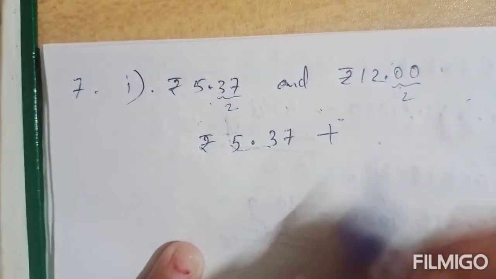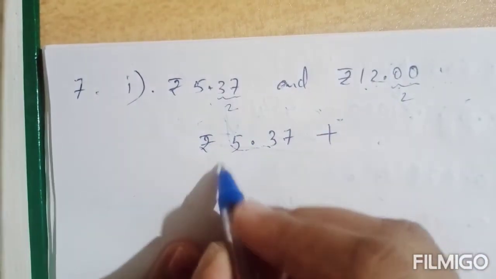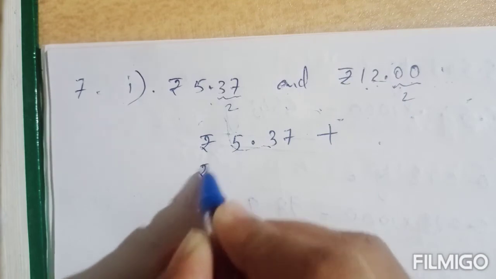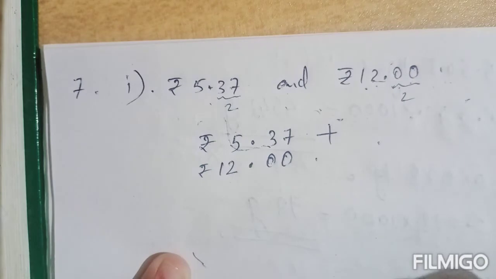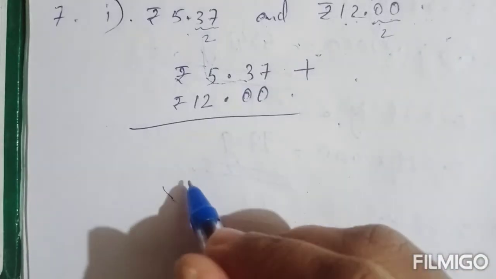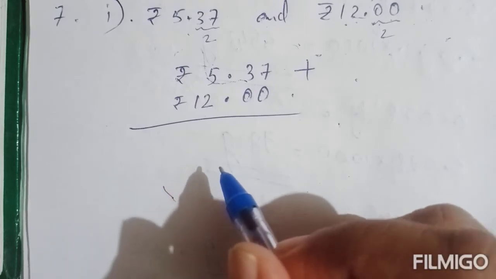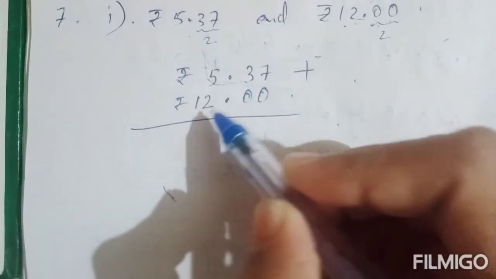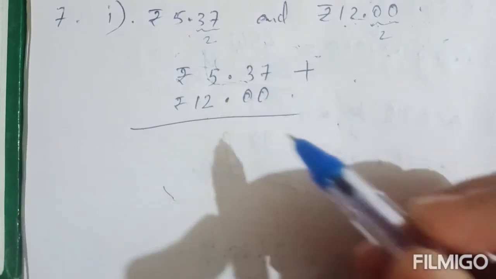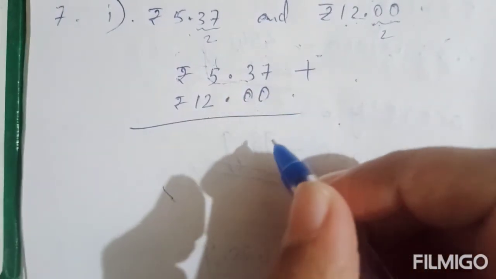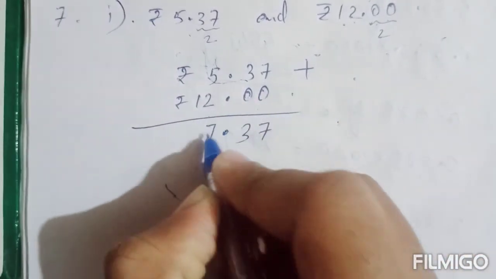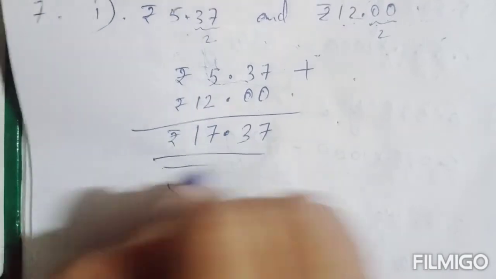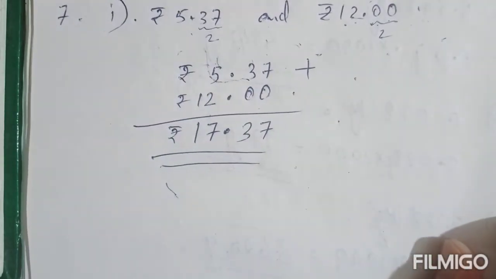Rupees 5.37 plus rupees 12.00. So rupees part you can write before decimal point and after decimal point the paise part. In that way you have to arrange. Also same place digits should come in the same column. Okay, ones place digit should come in the same column. Tens place, hundredths place, all should come in the same column. Now on adding, what you will get here 7, 3, decimal point, here 7, 1. The answer will be rupees 17.37.